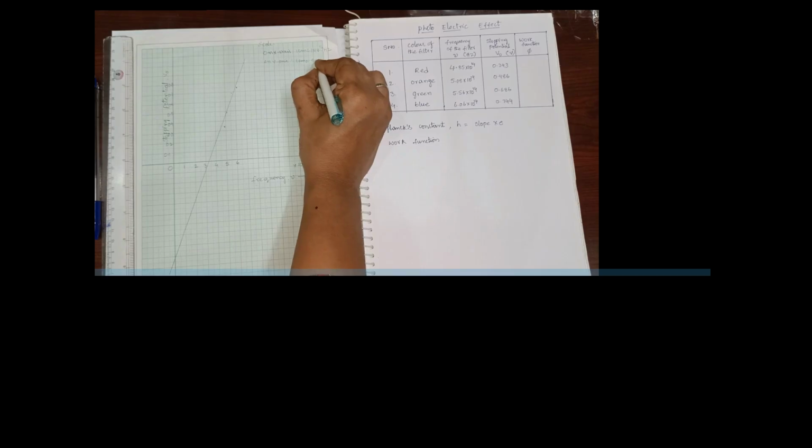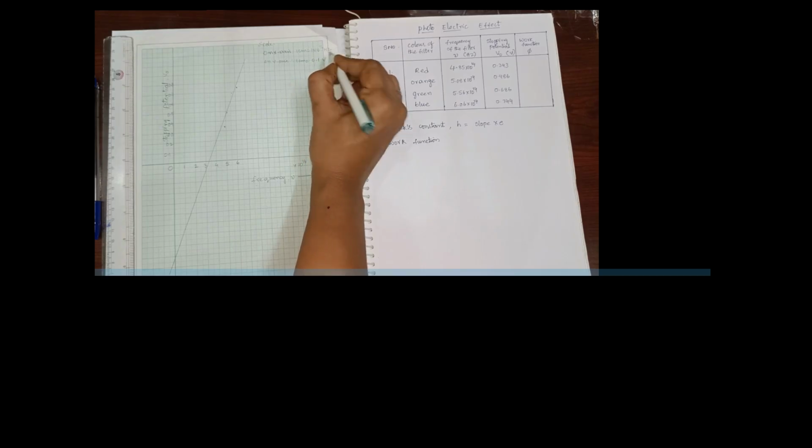On the y-axis, we are taking stopping potential, so 1 centimeter is equal to 0.1 volt. For finding the slope, I have to take any 2 points, that is x1, y1 and x2, y2. Those 2 points should lie on the graph line. Any 2 points you can take. I'm taking these 2 points. This is x1, y1. This is x2, y2.